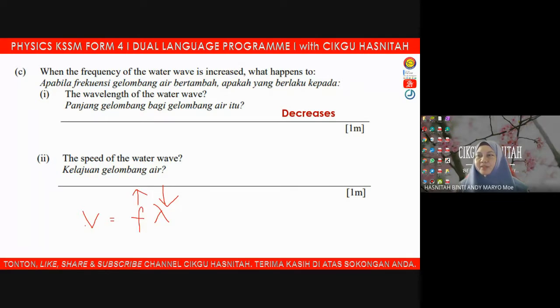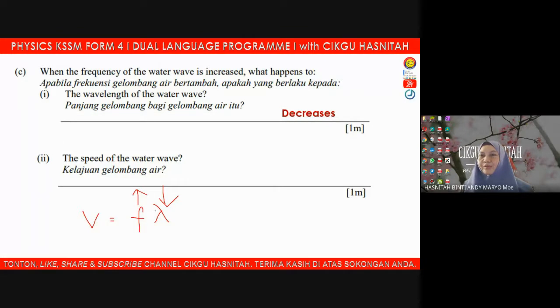If you look from this formula, when F increases and then lambda decreases, what happened to V? If you are wrong, don't be shy, we are learning. The embarrassing thing is if you don't try at all. You don't know whether you understand or not. What happened? But then lambda decreases too.